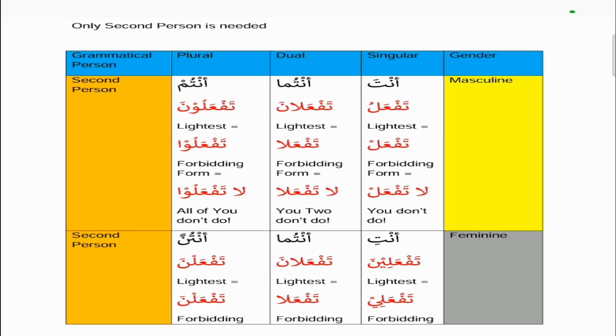And then antum, which means all of you. The original is taf'aluna, and the lightest version, because it's an "any" combination with waw and noon, we just take the noon off, so it becomes taf'alu, the lightest version. And then the next step to make it a forbidding form is we put a lam in front of it, so it becomes la taf'alu, which means all of you don't do.